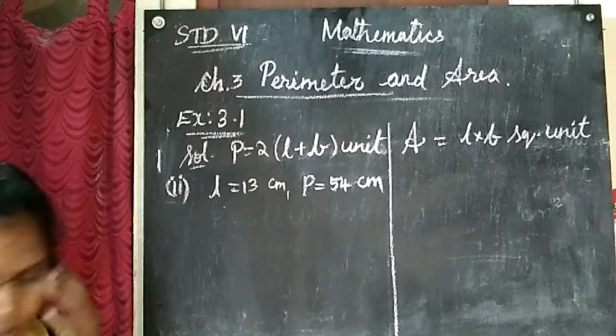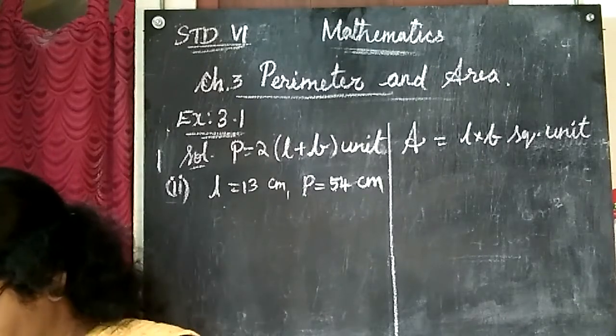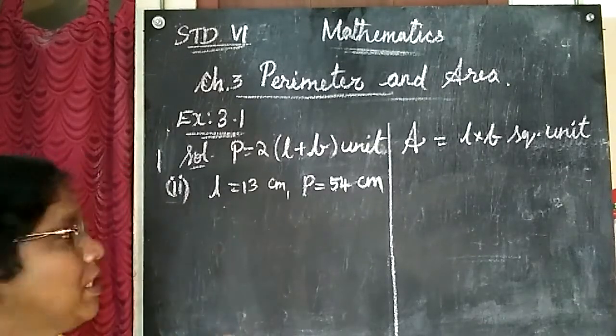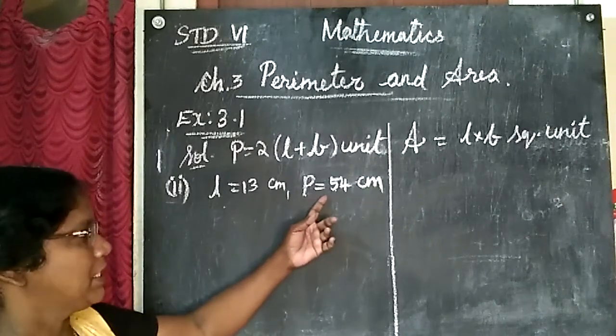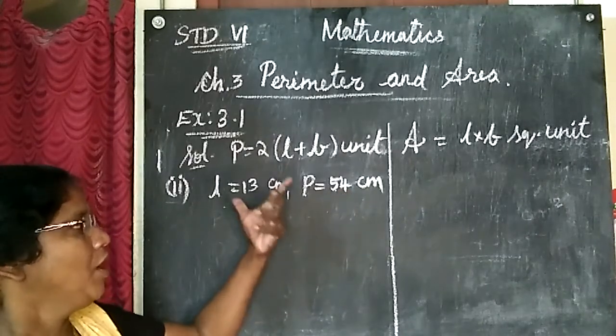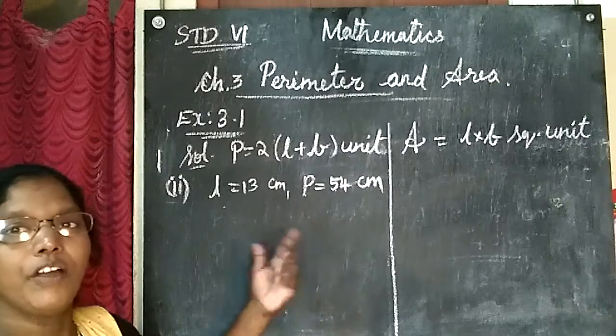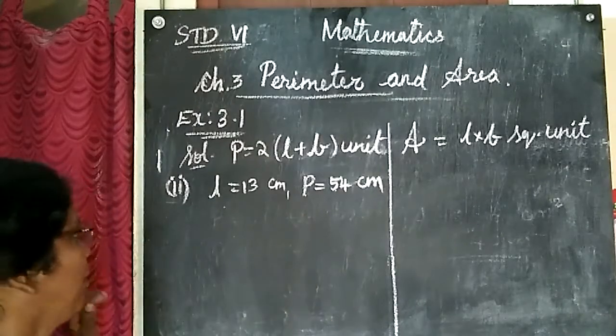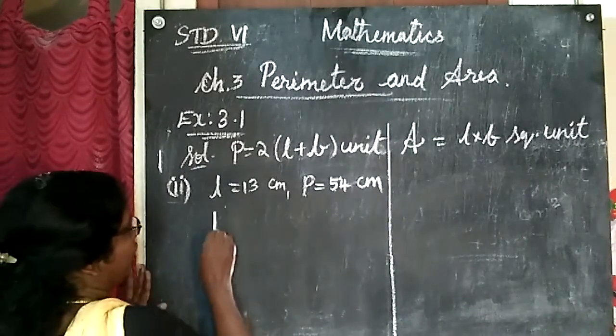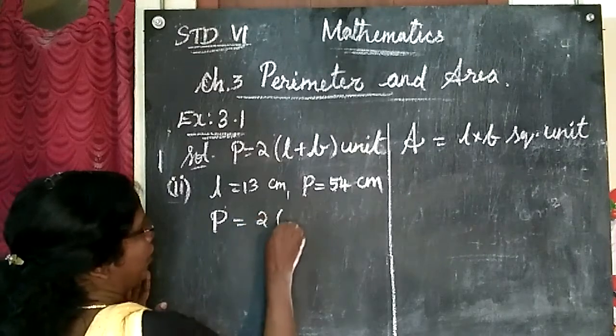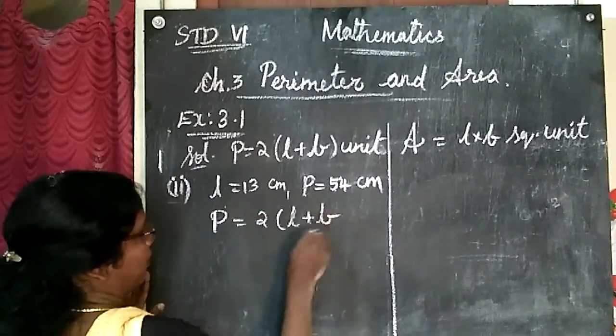Okay, second option you see, there L is given, 13 centimeter. Breadth is not given, but perimeter is given. What is that? 54 centimeter. Using these two values, we are going to find out breadth. Okay. So what is the formula? P is equal to 2 into (L plus B).